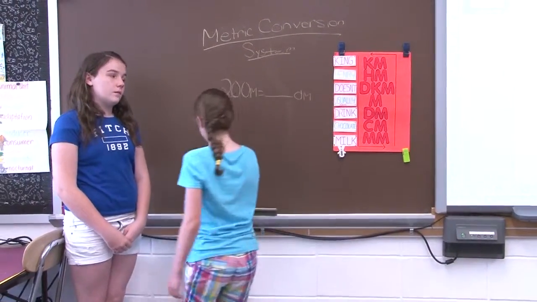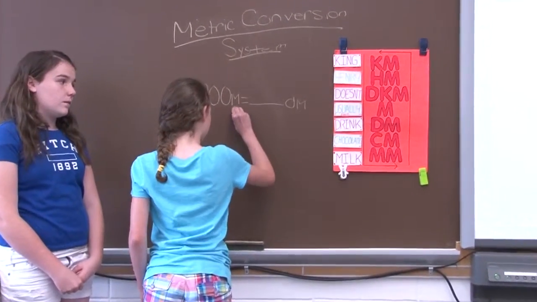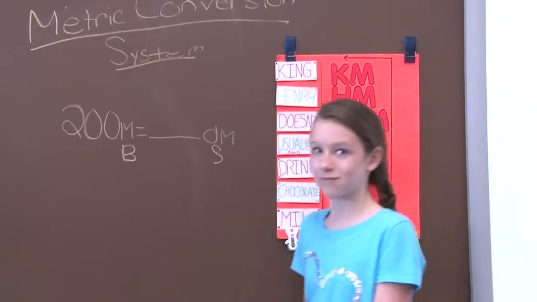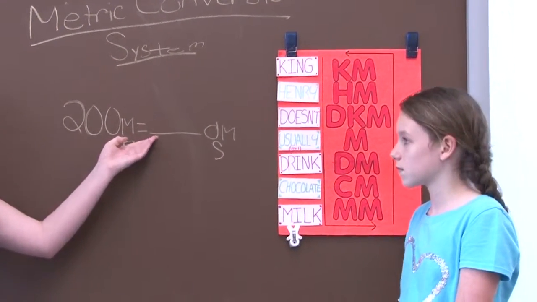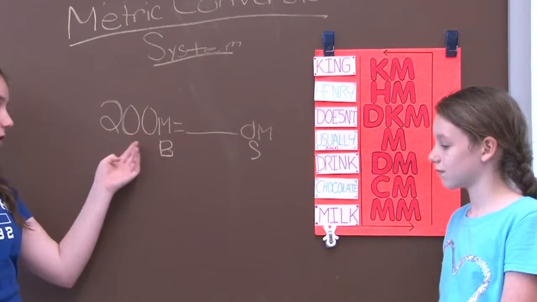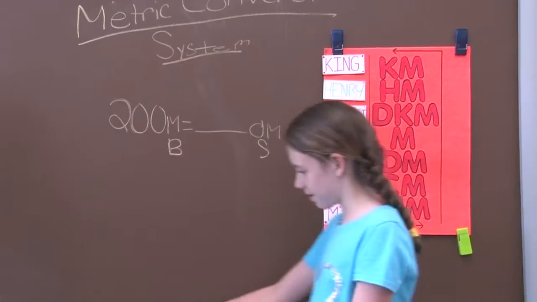Here's an example. Next, since there's an equal sign, you have to make both sides of the sign equal with S and B. So if there's a B on the one side, there also has to be an S. Here's another example.